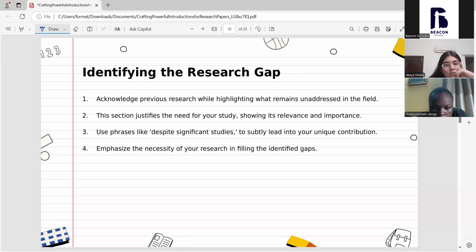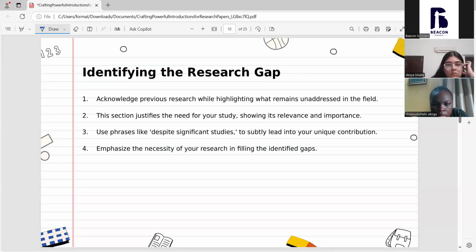The research gap highlights why your study is necessary. This is where you subtly acknowledge that previous research exists but hasn't fully addressed certain issues. For example, despite advances in renewable energy, limited research has focused on community-based adoption strategies in urban areas. This is an example of a research gap. This identifies as a specific gap the need for research on community-based approaches in urban areas, emphasizing the novelty of your study.